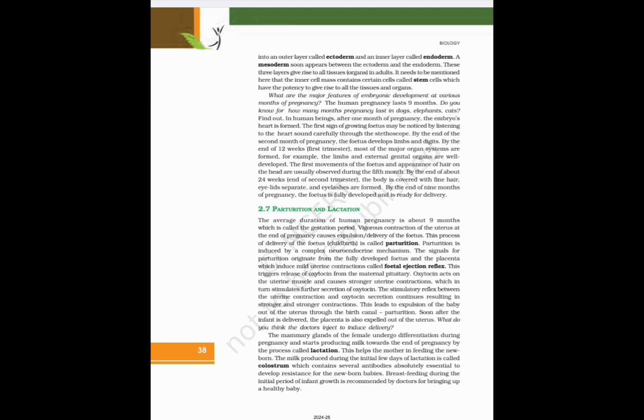For example, the limbs and external genital organs are well developed. The first movements of the fetus and appearance of hair on the head are usually observed during the fifth month. By the end of about 24 weeks, end of the second trimester, the body is covered with fine hair, eyelids separate, and eyelashes are formed. By the end of the 9 months of pregnancy, the fetus is fully developed and is ready for delivery.